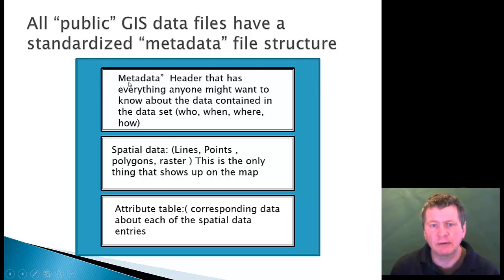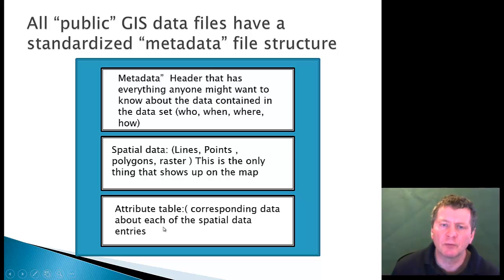Okay, so the metadata is the header. It talks about who created the data, how it's stored, and what sort of representation it's stored as. And then we have the spatial data. And spatial data is what shows up on the map. And then we have a third characteristic, which is the attribute table. So anything that shows on the map will have a characteristic in the attribute table that tells us what the values are for that particular point.